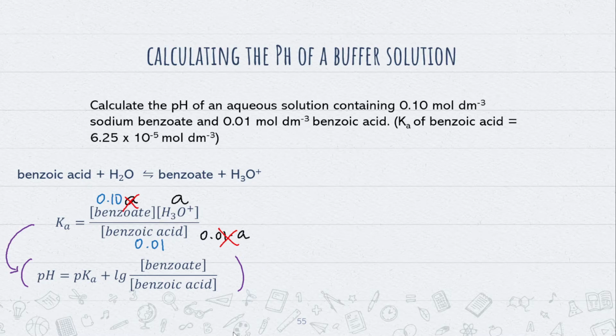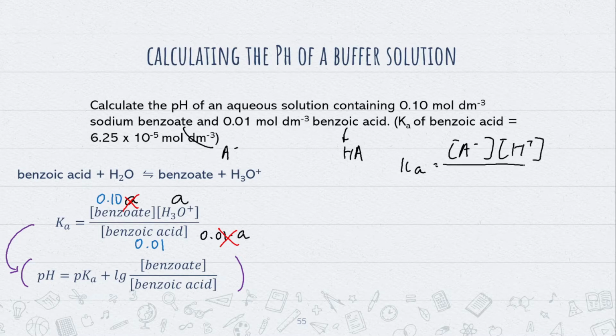If you don't believe it or you want to see it for yourself, let's try to prove it. In this case, I'll express benzoate as A minus, and benzoic acid as HA. Your Ka will remain as Ka. So Ka equals A minus times H plus over HA. I won't put H3O plus.